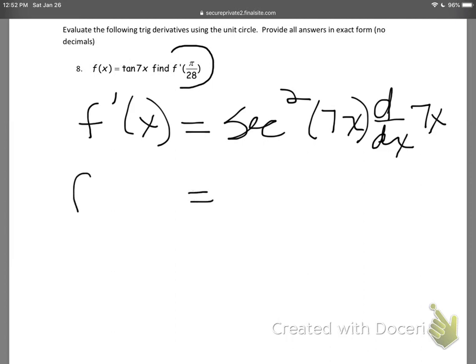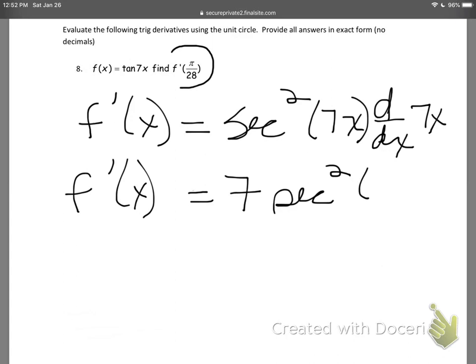The derivative of that angle is just going to be 7. So let me not do that. Hang on. So I'm going to bring the 7 in front, and I have 7 secant squared of 7x. All right. So now the next thing I'm going to do is go ahead and plug in the x that they want me to evaluate, which is pi over 28.